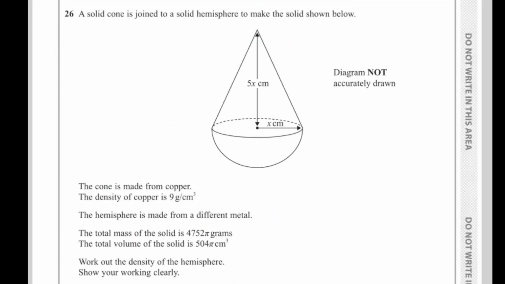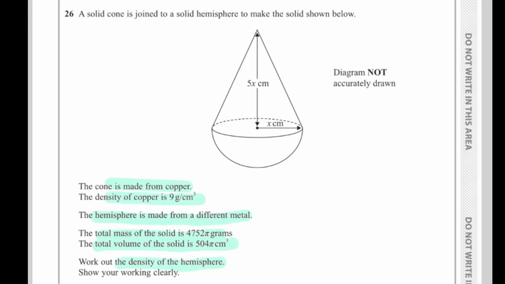Question 26. A solid cone is joined to a solid hemisphere to make the solid shown below. The cone is made from copper. The density of copper is 9 gram per cubic centimeter. The hemisphere is made from different metal. The total mass of the solid is 4752 pi grams. The total volume of the solid is 504 pi cubic centimeter. Work out the density of the hemisphere.